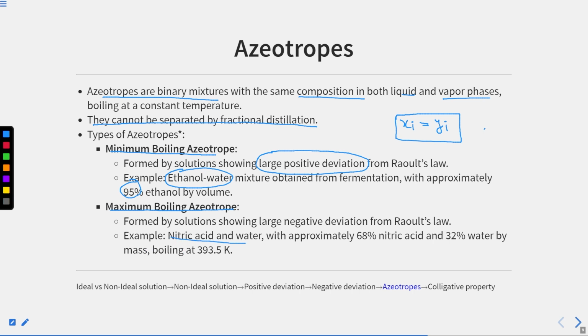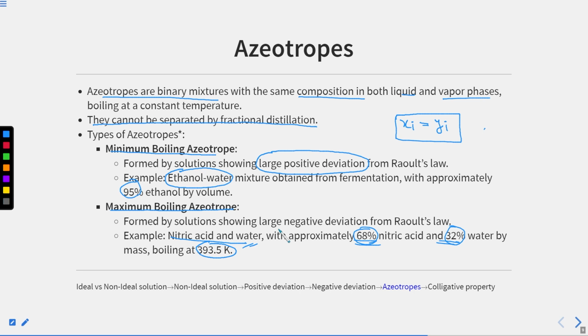Similarly, we have a nitric acid in water solution in which we have 68% nitric acid and 32% water. So at this specified concentration only, it will act as an azeotrope, and since it will show negative deviation, it will be a maximum boiling azeotrope, and the boiling point is 393.5 Kelvin. So this was all about azeotropes.